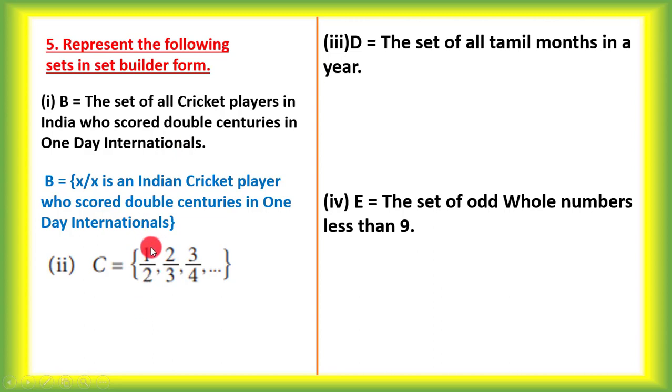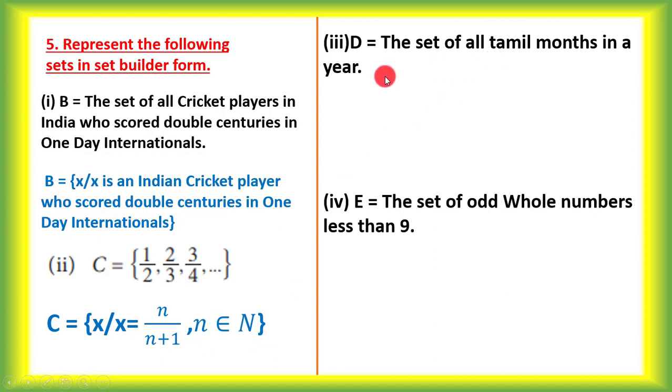Look at here. 1 by 2, 2 by 3, 3 by 4. 1, 2, 3 are natural numbers. When we add 1 plus 1, we get the denominator 2. Then 2 plus 1, 3. 3 plus 1, 4. Set of all x such that x is equal to n by n plus 1. Here n represents natural numbers 1, 2, 3. The denominator is n plus 1. This n belongs to N.